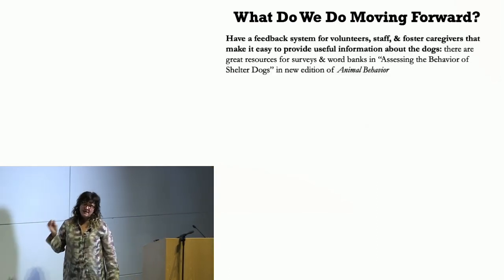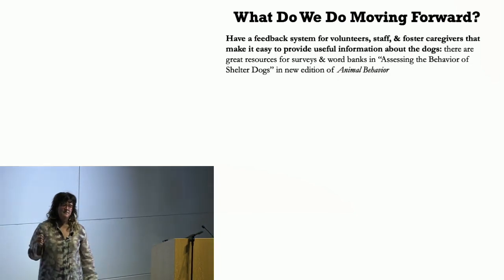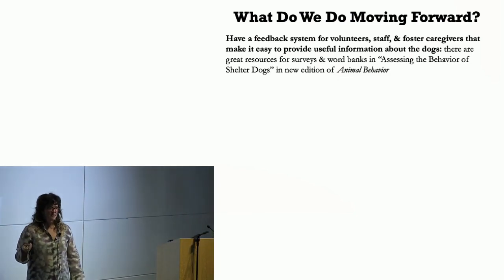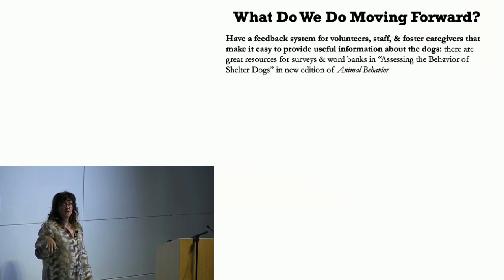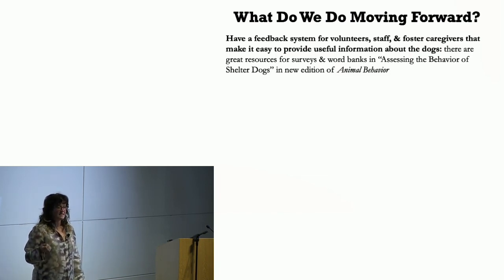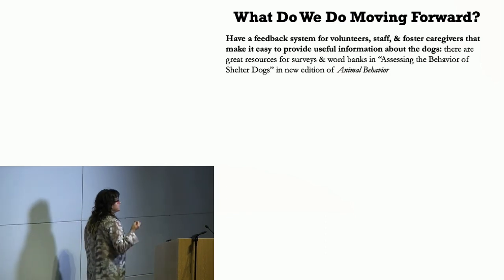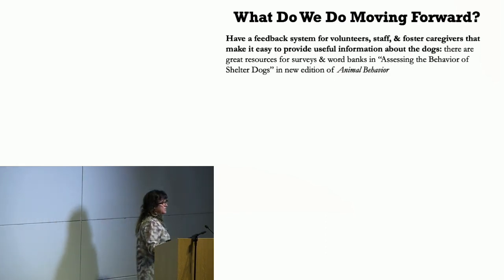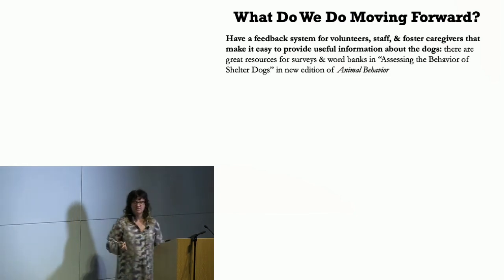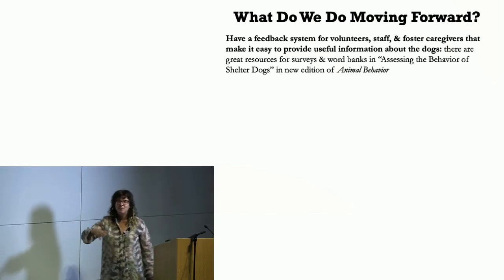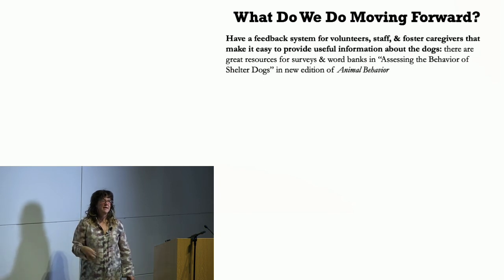I think, like I mentioned before, really have a feedback system for volunteers, staff, and foster caregivers. Make it really easy to provide useful information. And I want to plug the chapter that Pam Reed wrote on assessing the behavior of shelter dogs in the new edition of Animal Behavior. There's some really great surveys and word banks that you can use. I think we can't expect folks to just come up with what they observe out of the blue. Make it easy for them.